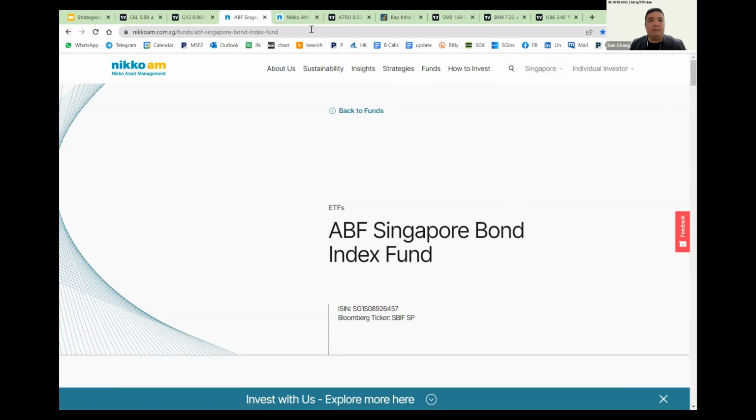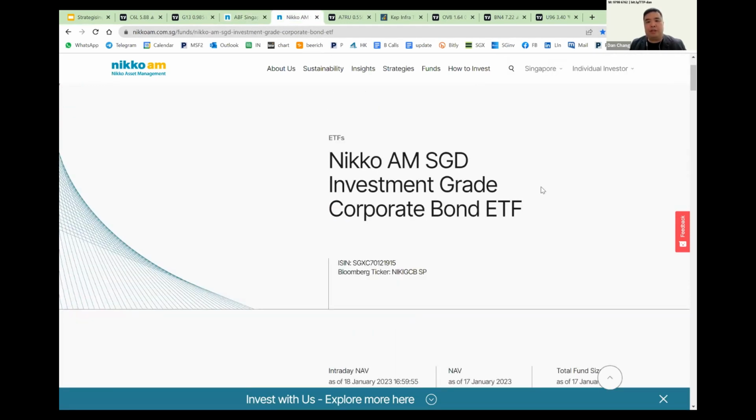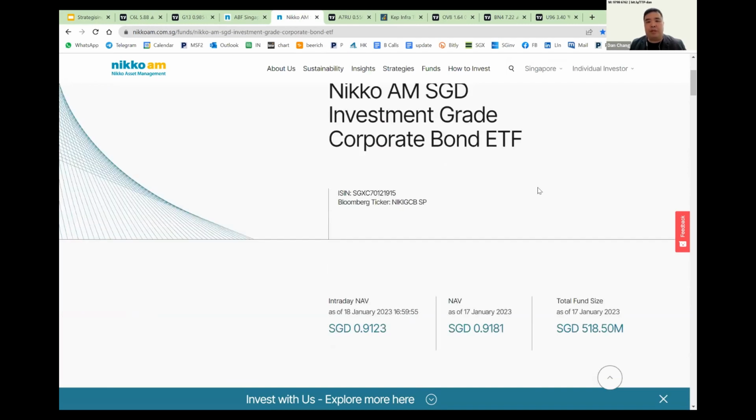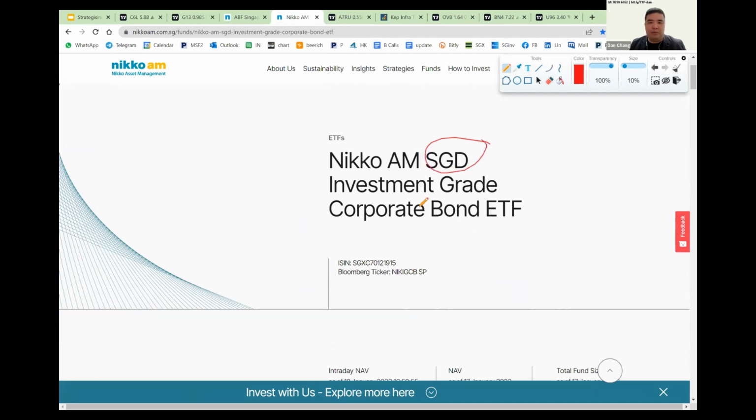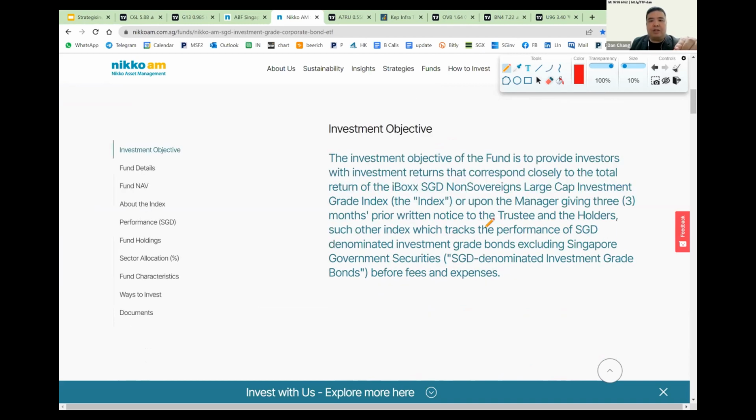The other bond ETF that you can take a look at is this Nikko AM SGD Investment Grade Corporate Bond ETF. Let me dissect it for you. SGD means it is denominated in Singapore dollar. Investment grade, by definition, means it must be graded BBB and above. The higher the grade, the lower the chances of default. And this bond ETF tracks bonds that are non-sovereign, which means they are not related to any government.